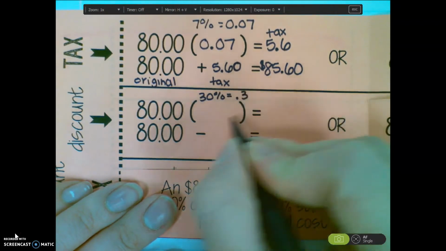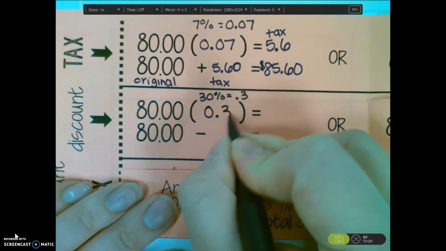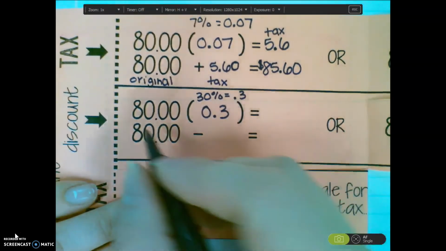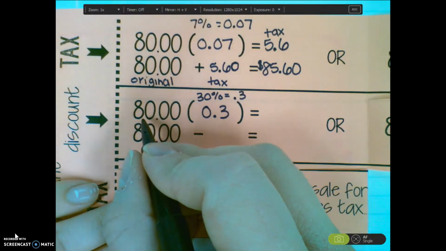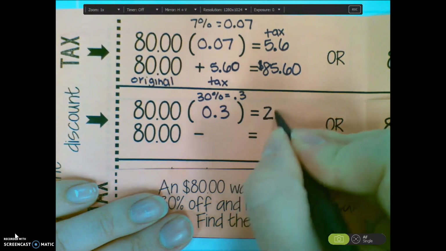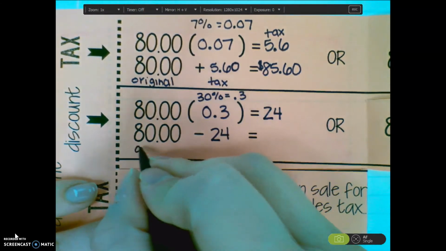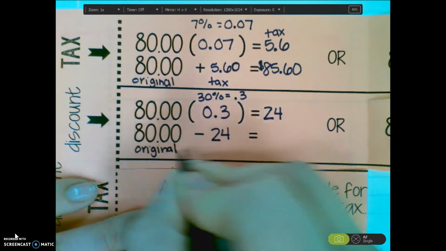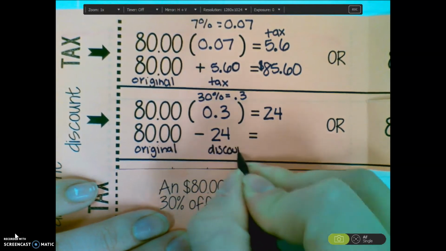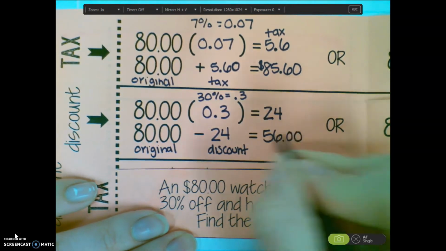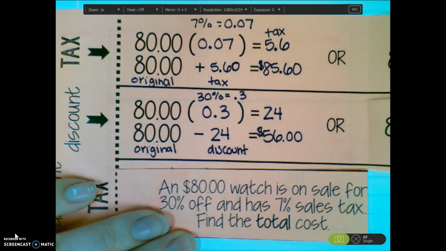So 30% is 3/10, 0.3. If we take 30% of 80, you can use your calculator, or you can think, oh, 10% is $8, move the decimal place over once, times 3 is 24. And then to figure out our discount, this is the original price. It's a discount, so we're going to subtract it off. So our final price is $56. Coincidence that our tax was $5.60 and our new price is $56.